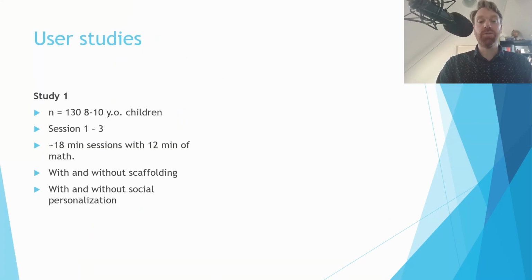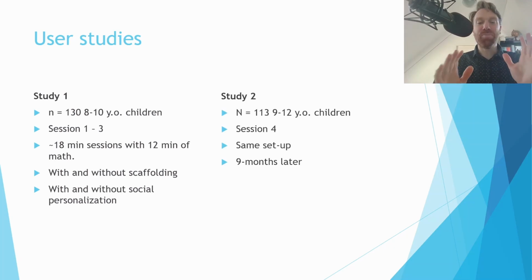Unfortunately, in our first study that included 130 children, we weren't able to facilitate more than 3 sessions, and we indeed did not find any effect of social personalization on the math tutoring. I wouldn't be here if this was the end of the story, and we went back to the same 6 schools after 9 months, recruited the same participants, well, at least we were able to recruit 113 of them for a follow-up study. And this time, unfortunately, we could only facilitate 1 session, but we considered this the 4th session just 9 months later.